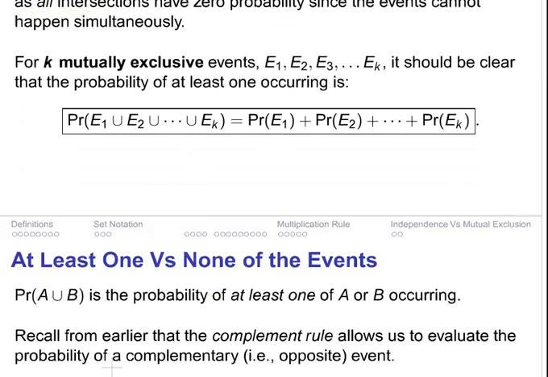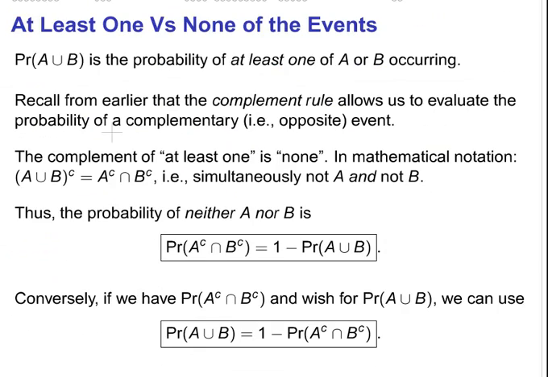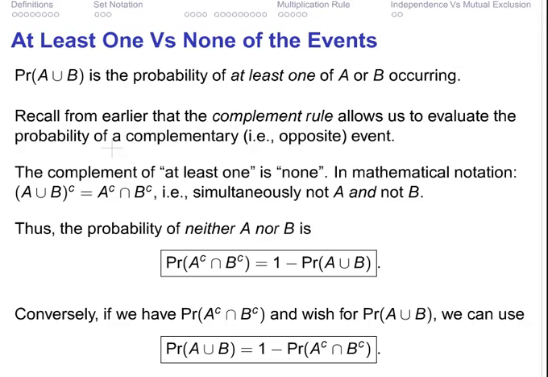Okay, so now at least one versus none of the events. The probability of A union B is the probability of at least one of A or B occurring. Now recall from earlier the complement rule, which is a very important rule in probability, allows us to evaluate the probability of a complementary event, the opposite event. So the complement of at least one is none.